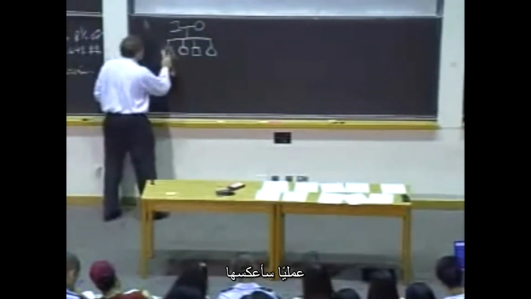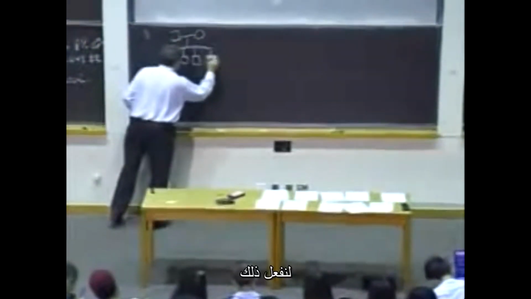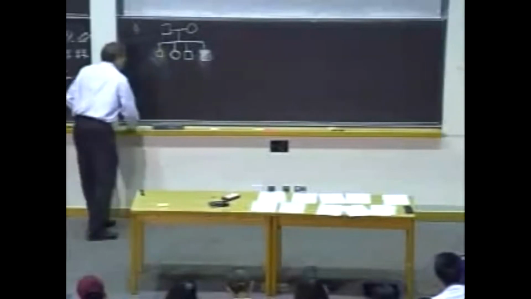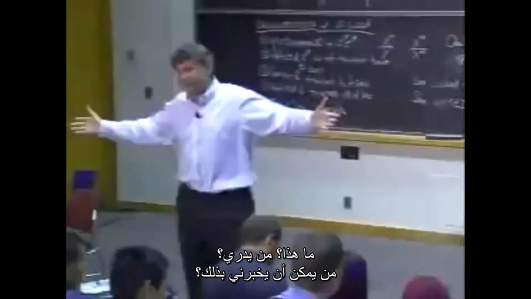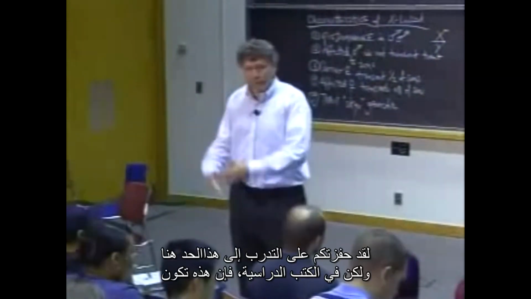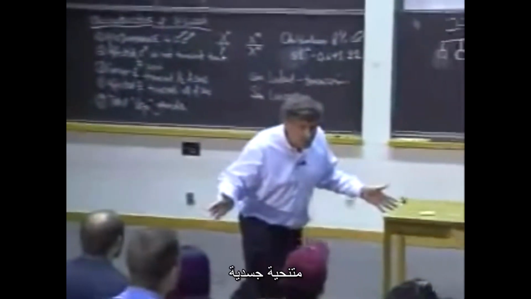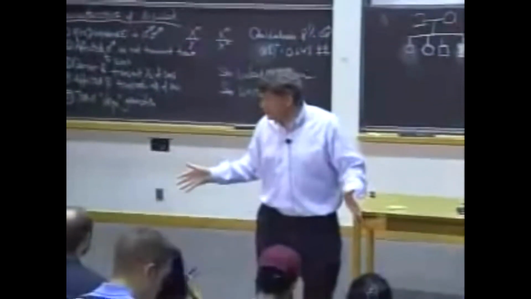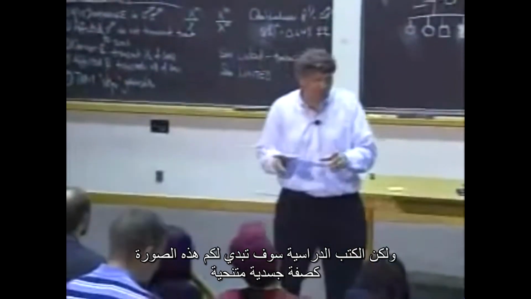Actually, I'm going to reverse that. There we go. What's that? Who knows? You can't tell. Good. I've got you trained to the point where... But in the textbooks, this would be autosomal recessive. Or it could be anything. You know that, right? But the textbooks would show you this picture as an autosomal recessive.